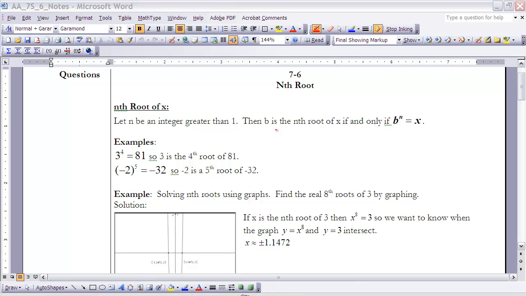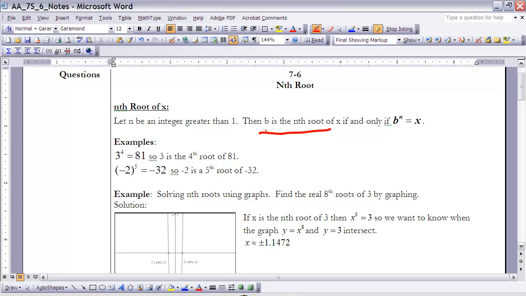If we let n be an integer greater than 1, then b is the nth root of x if and only if b to the n is equal to x. So if we have a number that we can raise to the nth power and get x, we say that number b is the nth root of x.